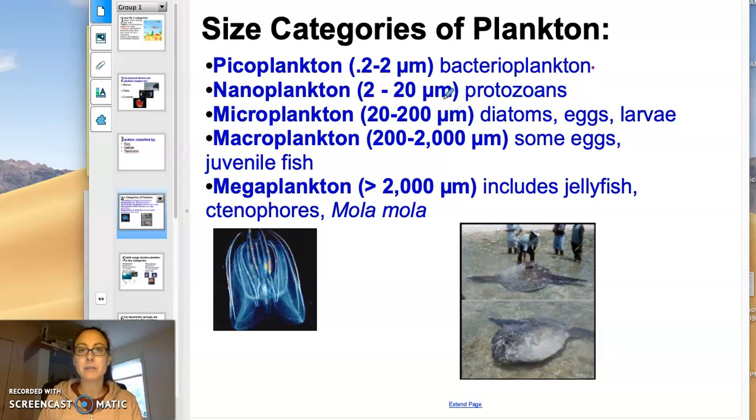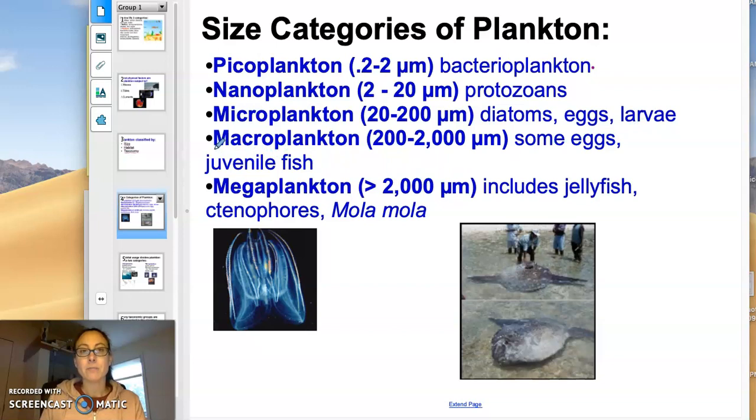The next bigger size is up to 20 whole micrometers, and these are called nanoplankton. They're protozoan, so single-celled, very small. Still on the mostly single-celled side of things are microplankton. So we're going to learn about diatoms because they're very, very important to the marine ecosystem. We'll also see that the eggs of certain fish and other living organisms, animals, fit into this category, and some larvae, so the babies of certain species.